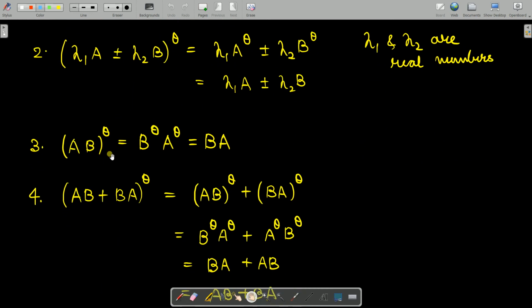Third property: (AB) to the power of theta is equal to B to the power of theta into A to the power of theta, and we know that B to the power of theta is B and A to the power of theta is A, and hence this could be written like this.